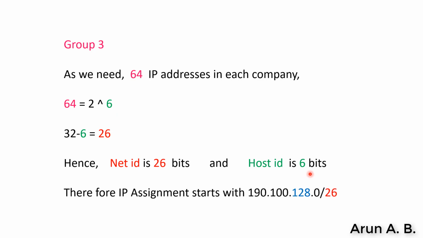Therefore the first IP address starts with 190.100.128.0 and it is /26. You can see here, because the number of net ID bits is 26. So how did we get this 128? Let us go back to the previous slide.